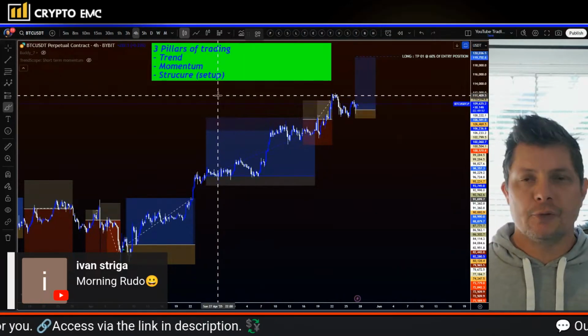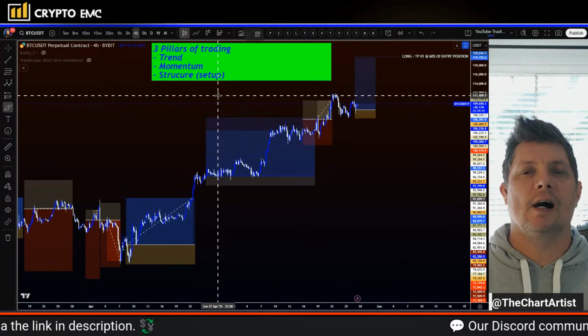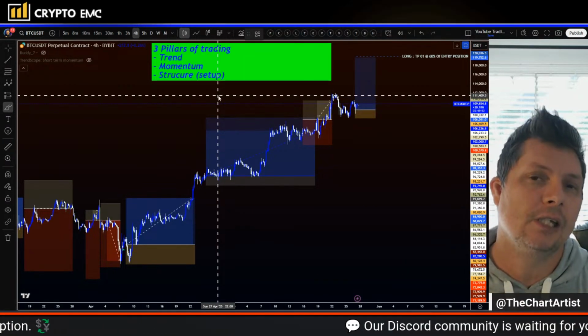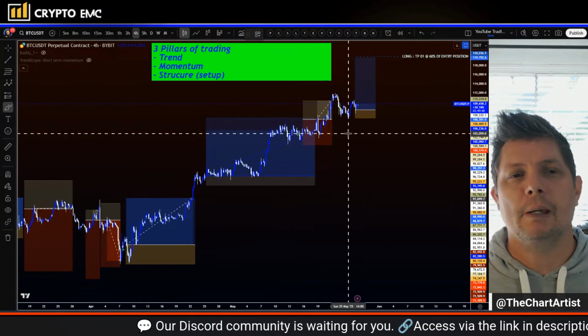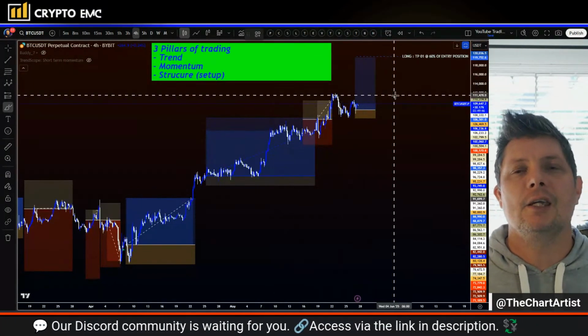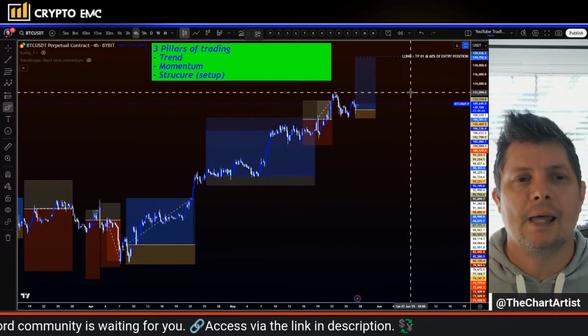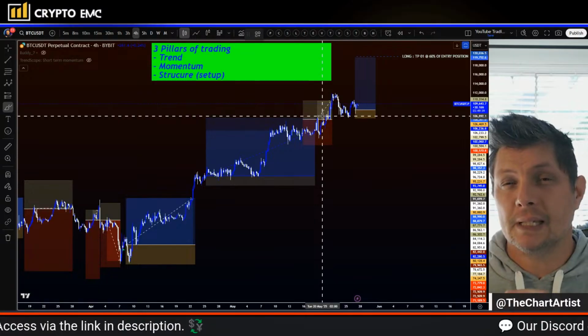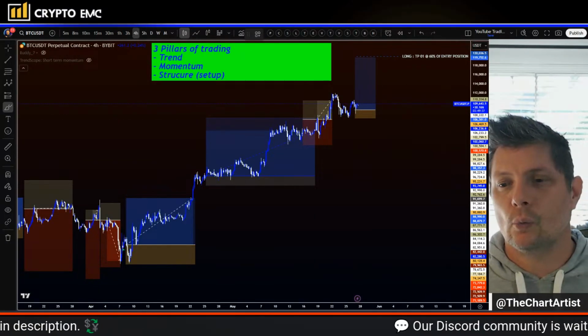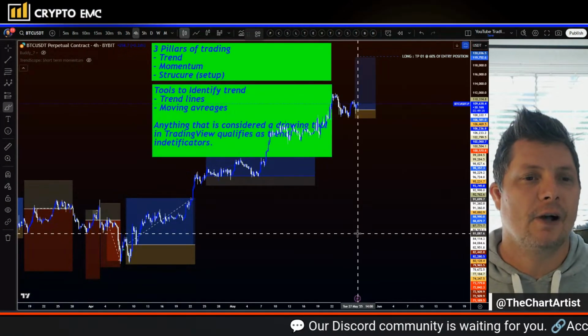Okay, so the three pillars that you need for trading, full stop. The first thing is you need to be able to identify a trend, then you need to be able to identify momentum, and then the structure. Now, typically, this is where a lot of traders mix them up. They don't quite understand what it is. So let me talk you through identifying trend.